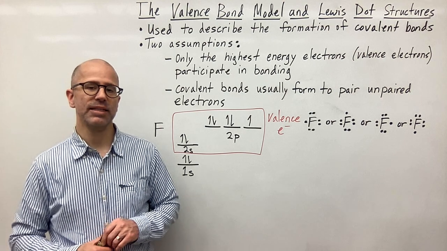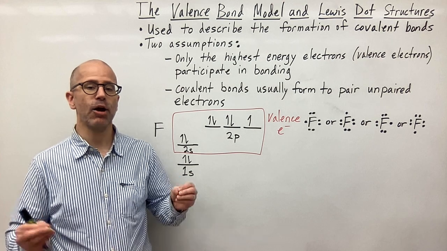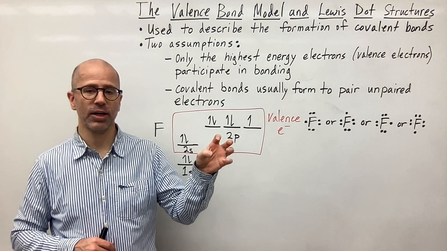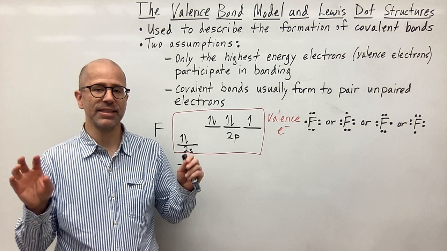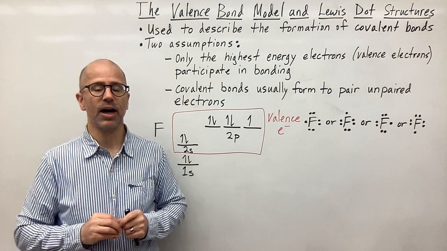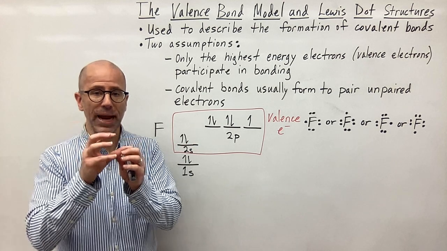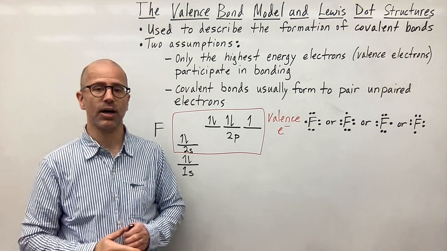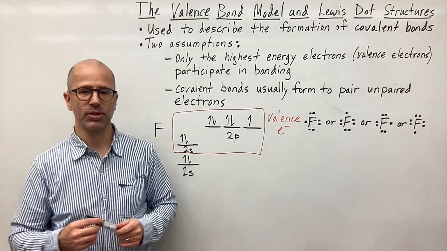The second assumption is that covalent bonds are usually formed by pairing up unpaired electrons. So if one atom has one unpaired electron and another atom has an unpaired electron, then the idea is that they're going to form a bond so that those electrons can form a pair, and that pair of electrons will be shared between the two atoms, forming the covalent bond. And so those are the two assumptions of valence bond theory.